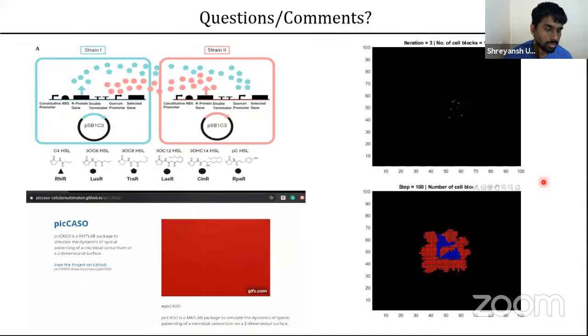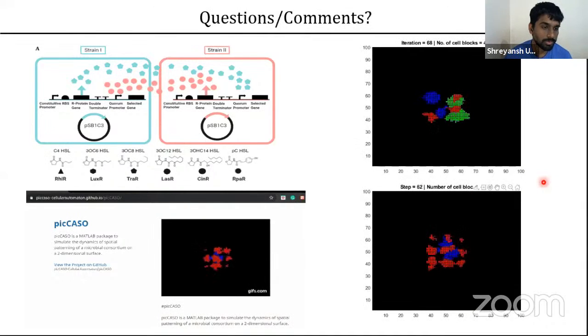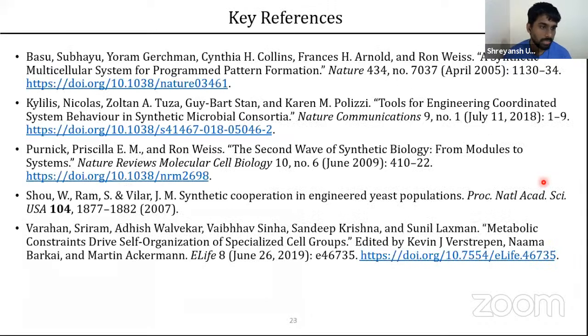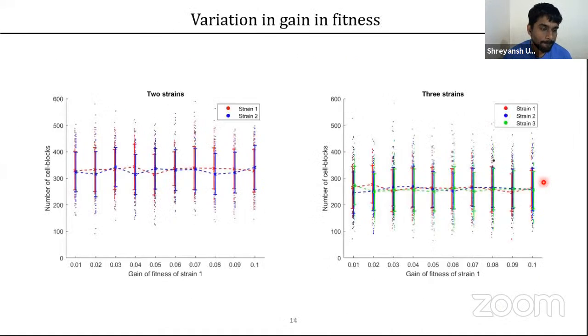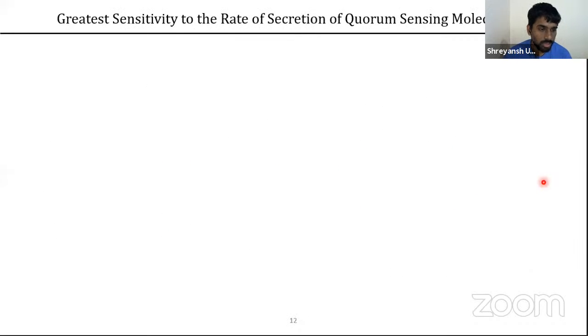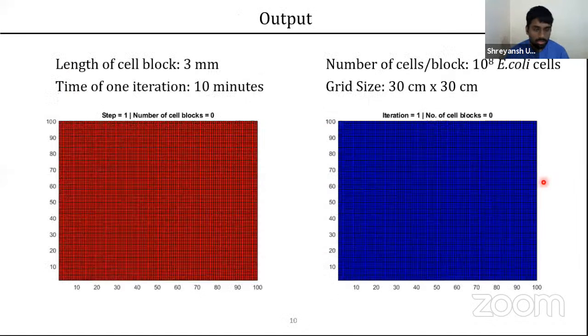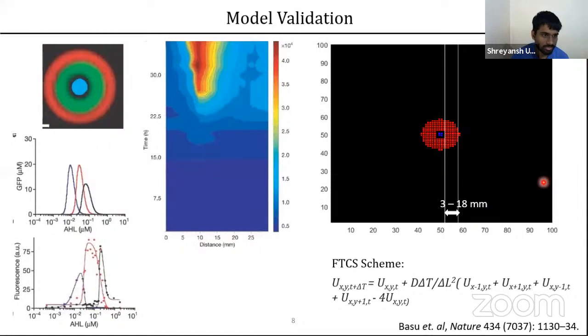So in the diffusion scheme, can you go to the grid? Just stay with any grid that is there. Take this grid, take the blue box. How many boxes closer to this box can say AHL or any metabolite be diffused to?